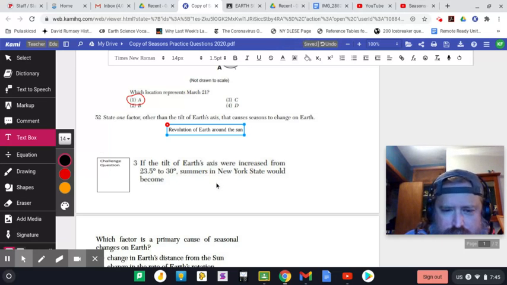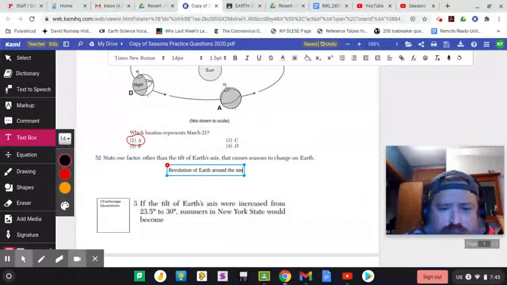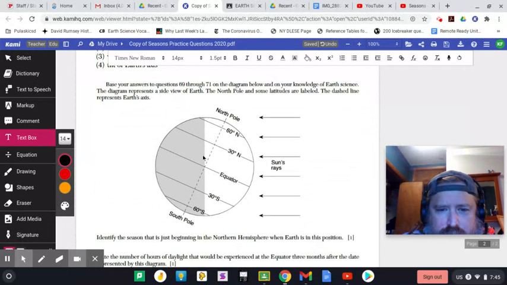All right, challenge question. This one's a little bit harder, and then we get to some definitely harder ones down towards the bottom. If the tilt of the Earth's axis were increased from 23.5 to 30, summers in New York would become what? Let's steal from one of these diagrams. In fact, I'll come down here and steal from this diagram. Here's a 23.5 degree tilt into the sun's rays. So this right here is summer, which maybe gives away some of these questions down here. I don't know. We'll see.